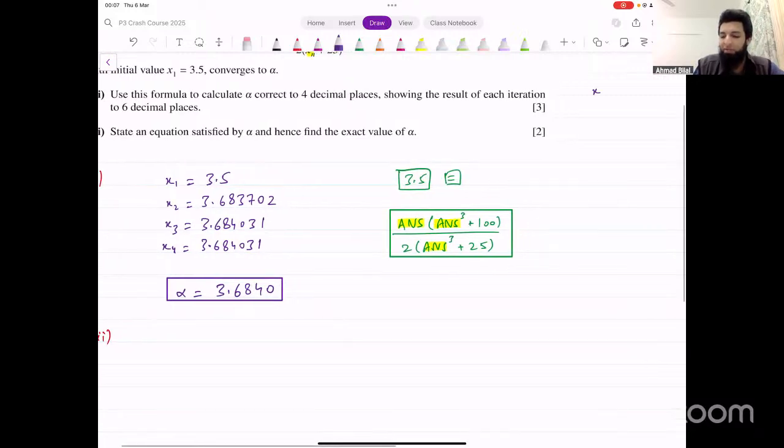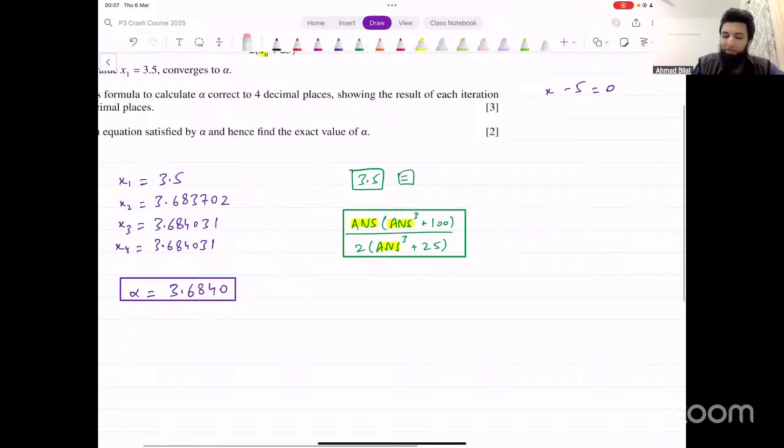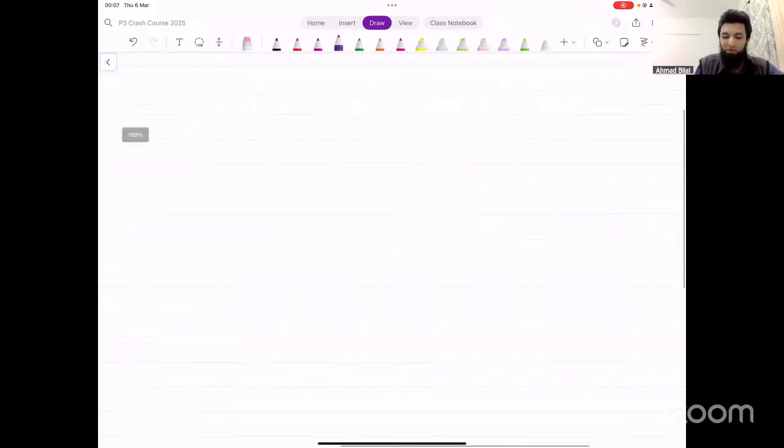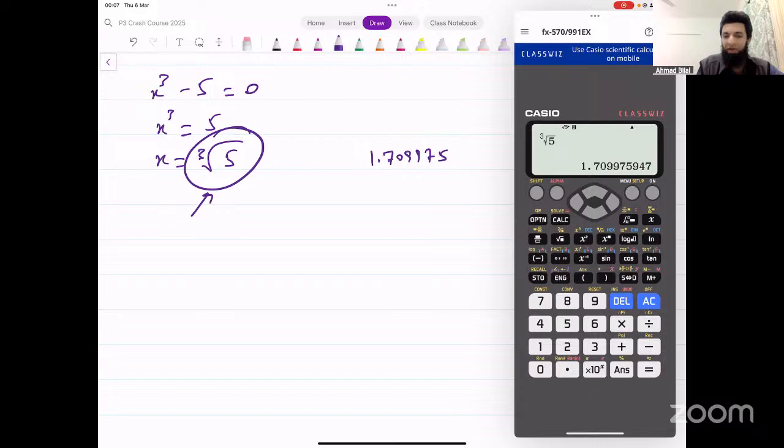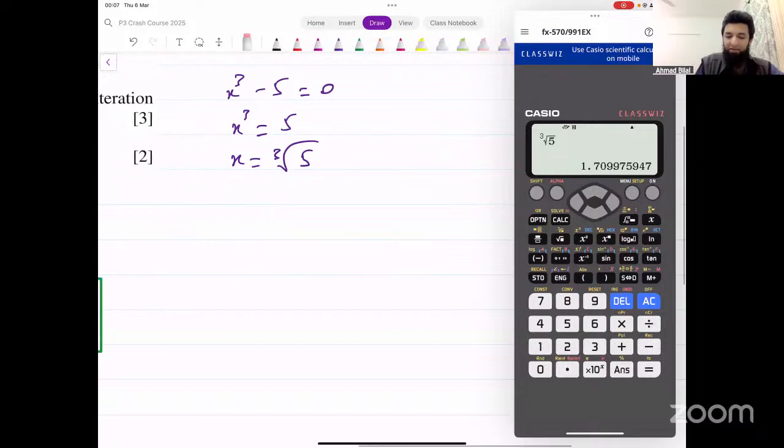For example, if you have an equation like this, x squared minus 5 equal to 0, or maybe x cubed minus 5 equal to 0. The solution of this is x equal to cube root of 5. That's the exact solution of this equation. But iteration can only give you this decimal answer. Iteration will give you 1.709975 to as many decimal places as you want, but it can't give you this exact form. So iteration is always going to give you a decimal answer. They want us to find an exact answer like this.